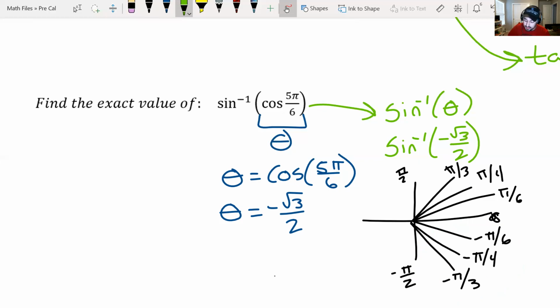So sine inverse of negative square root of 3 over 2 is negative pi over 3. That's it. That's how we handle that one differently.